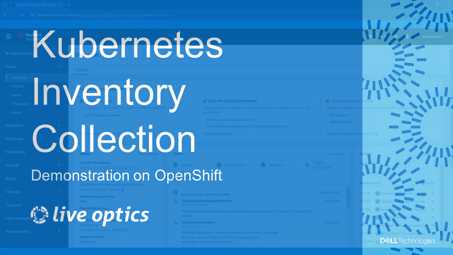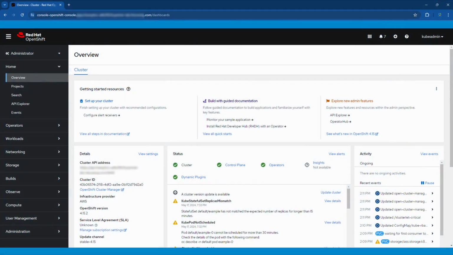In this video, we will demonstrate how to use the Live Optics collector to get an inventory of assets from a Kubernetes cluster on OpenShift. Before we get started, we will need to create a service account on the OpenShift platform that will allow the Live Optics collector to read asset information from the cluster. We will demonstrate this by using the OpenShift command line tool.